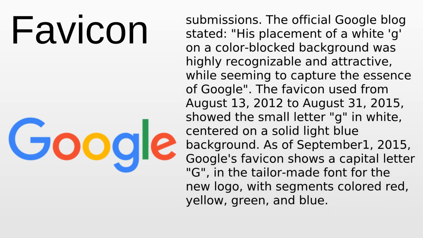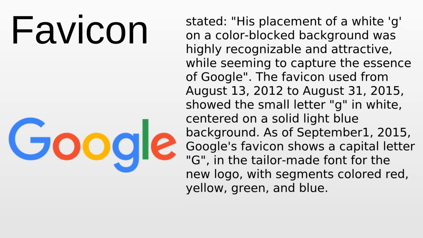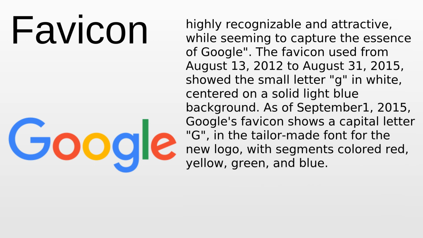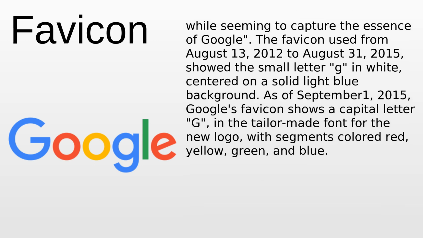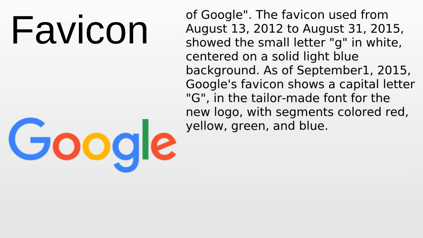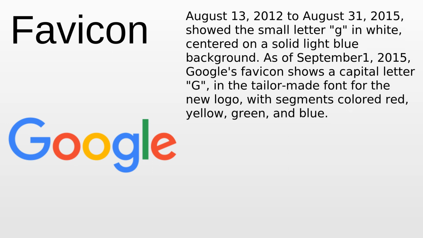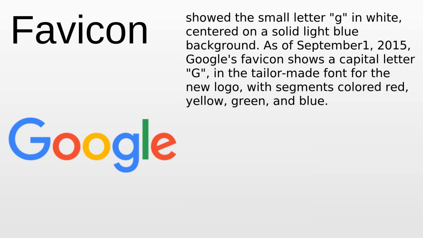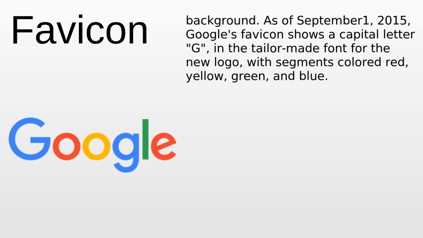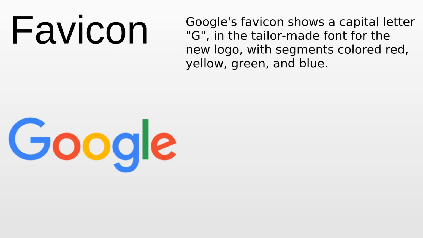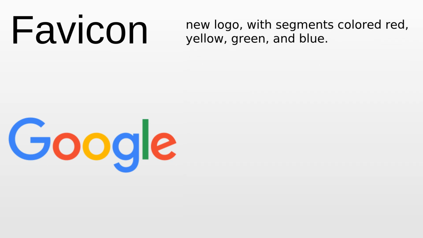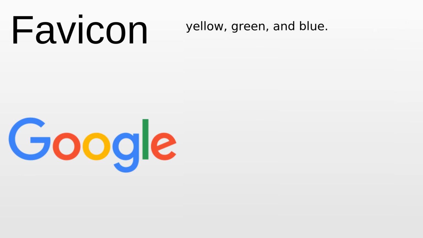The official Google blog stated, "his placement of a white G on a color-blocked background was highly recognizable and attractive, while seeming to capture the essence of Google." The Favicon used from August 13, 2012 to August 31, 2015, showed the small letter G in white, centered on a solid light blue background. As of September 1, 2015, Google's Favicon shows a capital letter G in the tailor-made font for the new logo, with segments colored red, yellow, green, and blue.